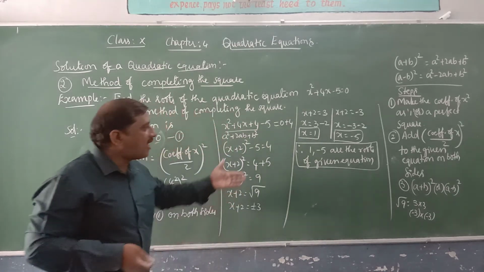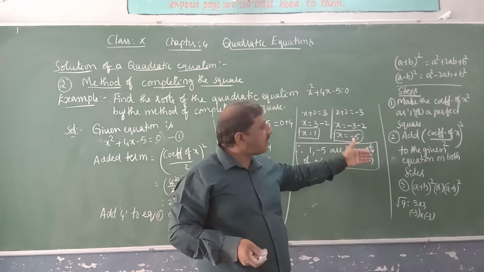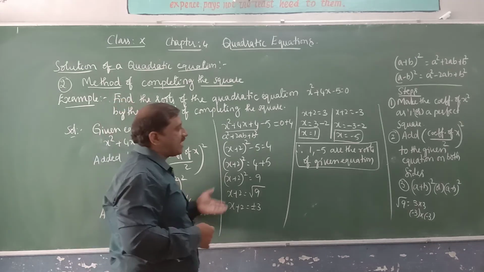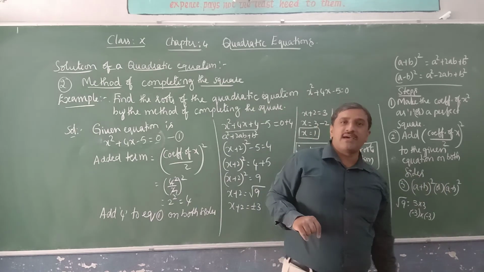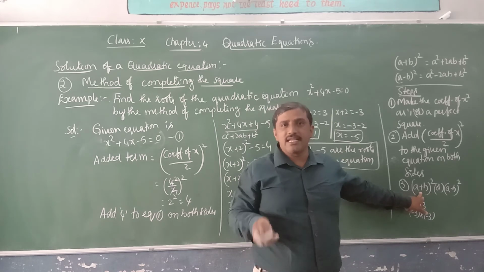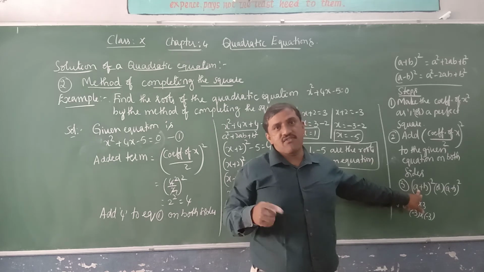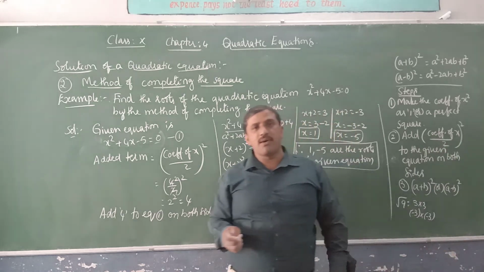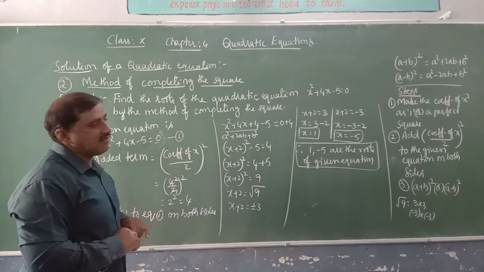After that, add a term. Which term should be added? The square of half of the coefficient of x should be added to the equation on both sides. Then by simplification, the given equation will be changed to the form of a plus b whole square or a minus b whole square. If the coefficient of x is positive, then it will change to a plus b whole square. If the coefficient of x is negative, it will be changed to a minus b whole square. And on simplification, we will get the roots of the given equation.